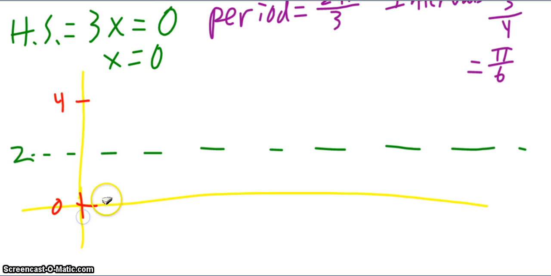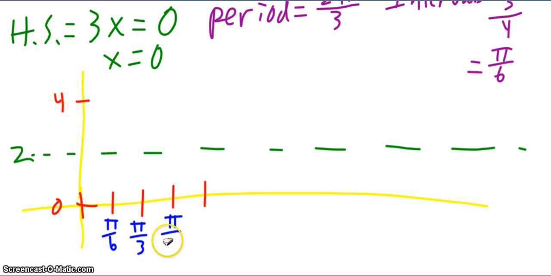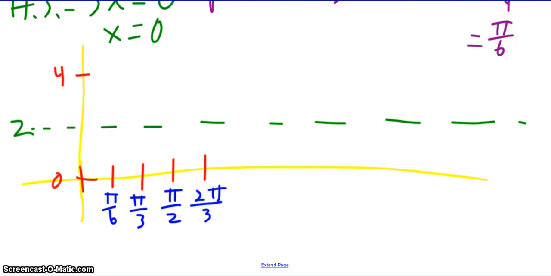So at 0, this is going to be 1 period. So I'll mark these off. This is pi 6, pi thirds, pi halves, 2 pi thirds. So this is going to be 1 period.